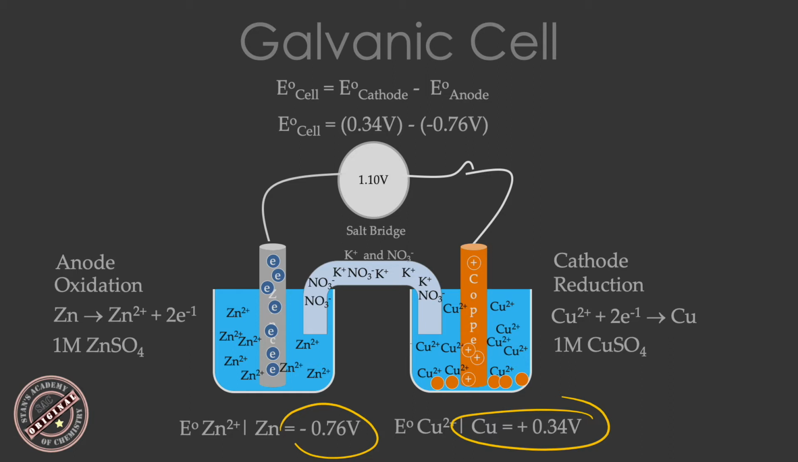Therefore, we can use this information and calculate what we refer to as a standard cell potential using this equation. E0 cell is equal to E0 cathode minus E0 anode, or E0 cell is equal to 0.34 minus minus 0.76, which gives you 1.10 volt as a cell potential.